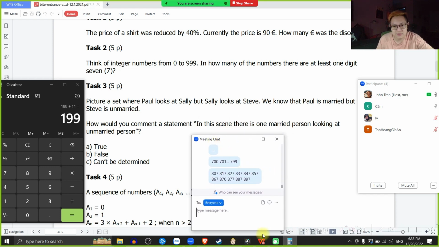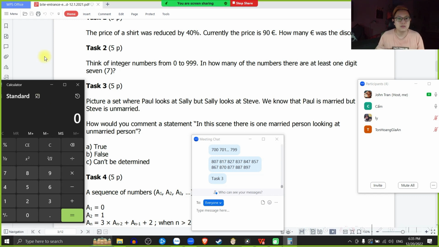Okay, let's do task 3 now, class. Bây giờ làm task 3 nè. Picture a set where Paul looks at Sally, but Sally looks at Steve. Động từ to picture nha. It's a verb to picture. Mường tượng một hình ảnh. Mường tượng một cái bộ hình nơi mà Paul nhìn vào Sally, còn Sally lại nhìn vào Steve. We know that Paul is married, but Steve isn't married. Mình biết là ông Paul là ông đã cưới rồi, còn Steve là chưa có cưới.